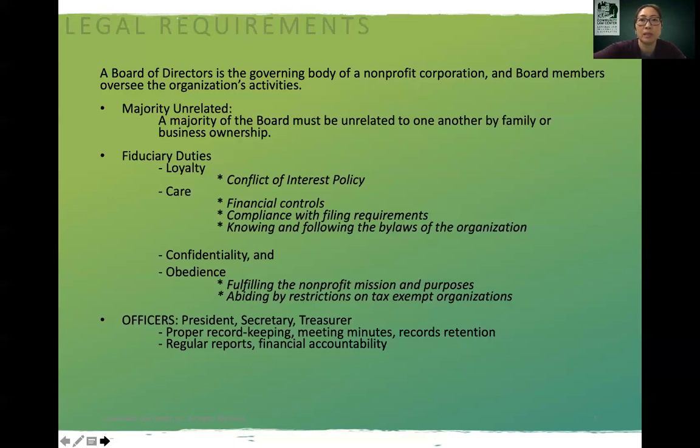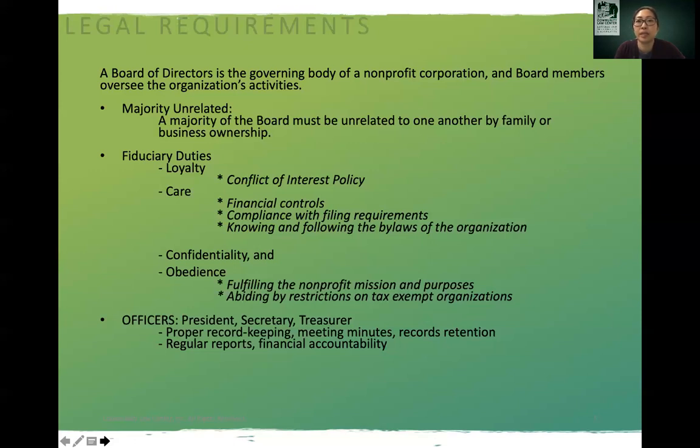Another requirement to note is that in Maryland, every corporation must have a president, a secretary, and a treasurer. These 3 officers' roles must be clearly understood to ensure that the proper record keeping, meeting minutes, reporting, and financial accountability that we discussed is happening. For example, the secretary would probably be the one keeping meeting minutes, and then that person would send it to the board for approval. And the treasurer would probably be one of the signatories on the bank account.